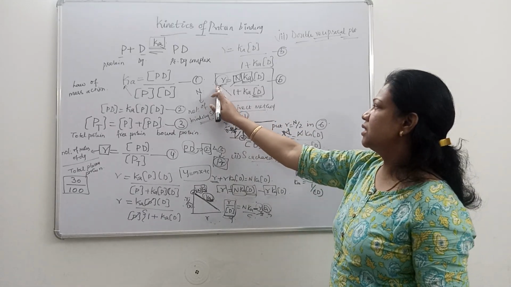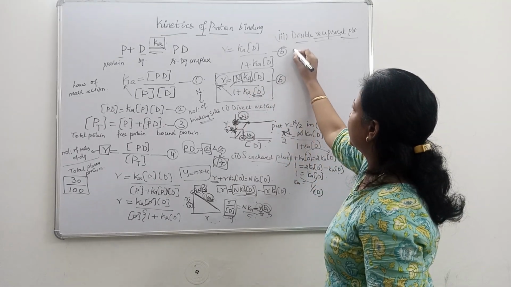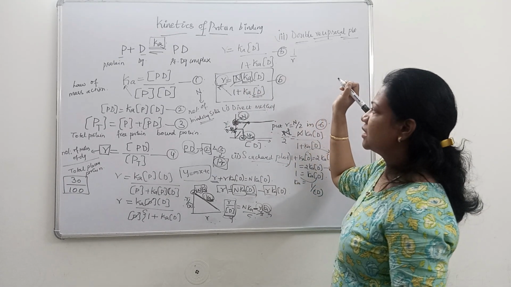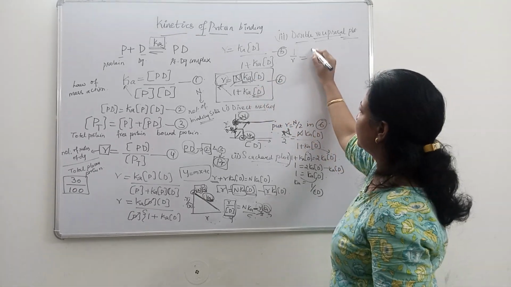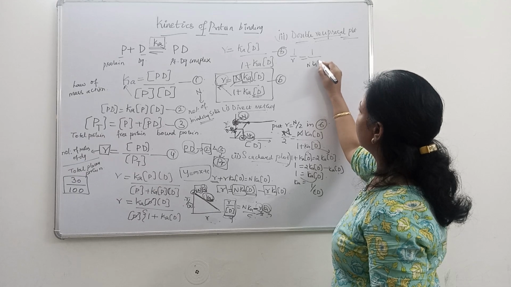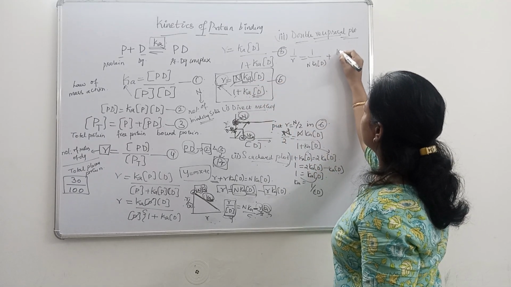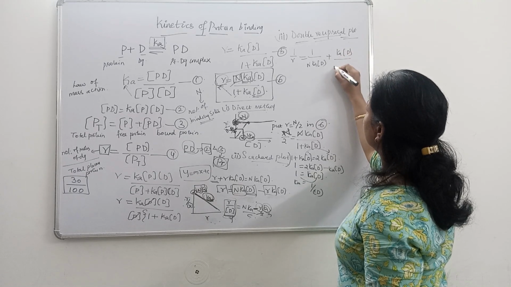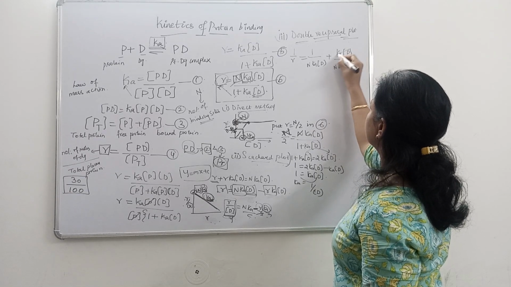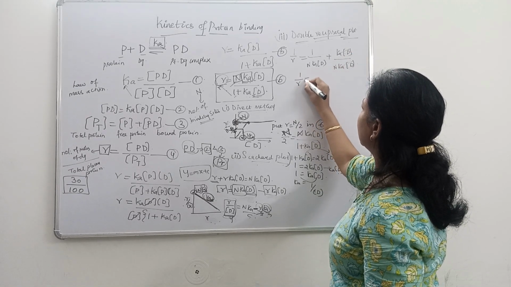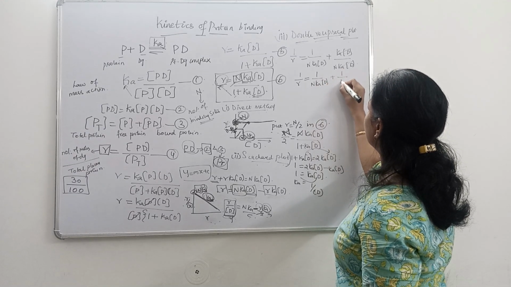Now the next equation by which we can determine this n and Ka is the double reciprocal. What does it mean? Just take the reciprocal on both sides, left hand side and right hand side. When you take the reciprocal on the left hand side, it is 1 by R. When you take the reciprocal on the right hand side, it will become 1 upon n Ka D, that is, taking these two terms separately, plus Ka D upon n Ka D. Now Ka D will get cancelled.